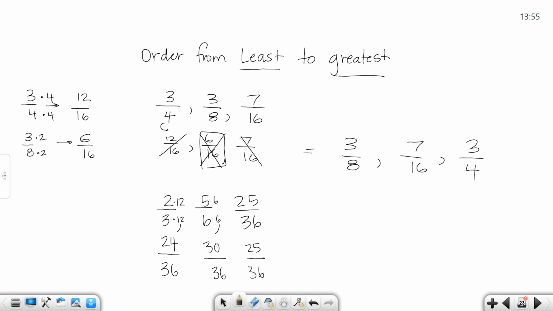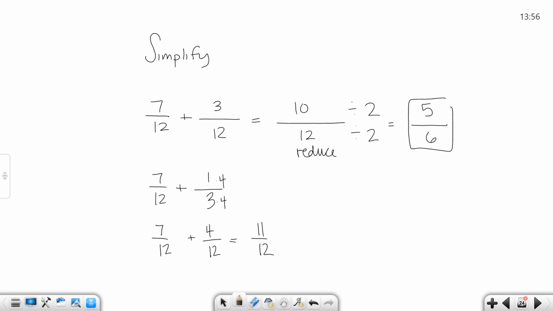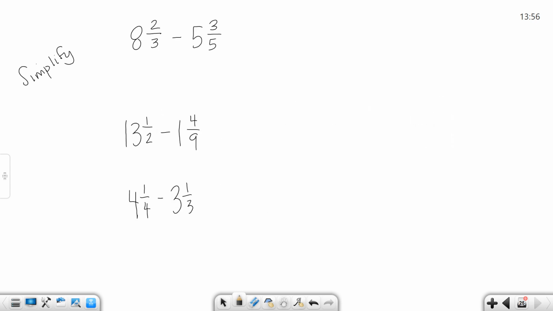So it says least. Okay, so here's my smallest one, 24/36. And here's my next one, 25/36. And 30/36 is my next one, and that's 5/6. And that goes least to greatest, smallest to largest. Okay, we already did that one.